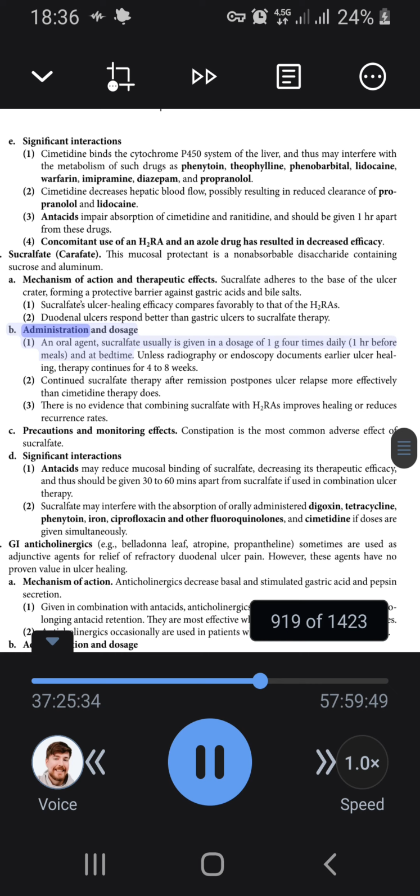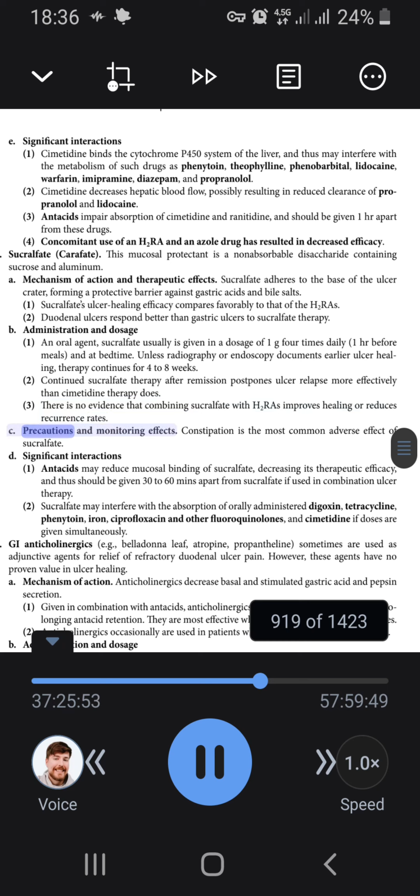B. Administration and dosage. 1. An oral agent. Sucralfate usually is given in a dosage of 1 gram 4 times daily, 1 hour before meals and at bedtime, unless radiography or endoscopy documents earlier ulcer healing. Therapy continues for 4 to 8 weeks. 2. Continued sucralfate therapy after remission postpones ulcer relapse more effectively than cimetidine therapy does. 3. There is no evidence that combining sucralfate with H2Rs improves healing or reduces recurrence rates.